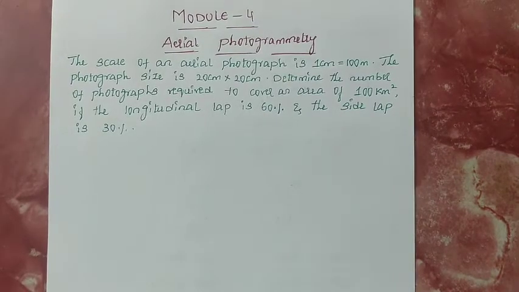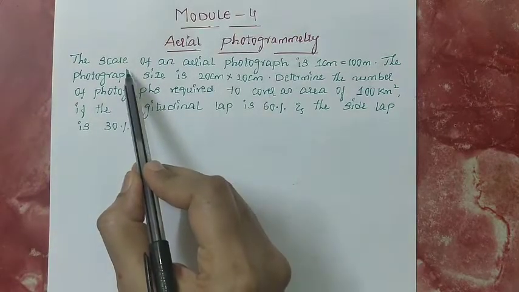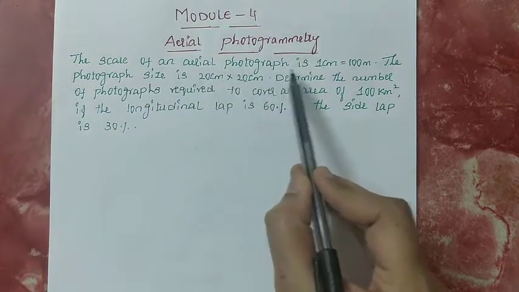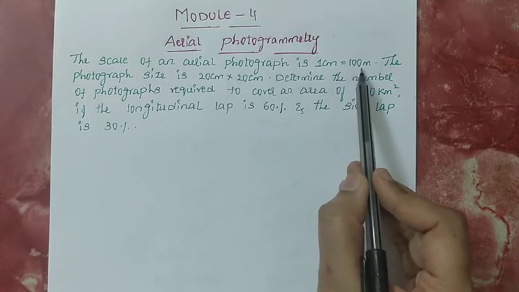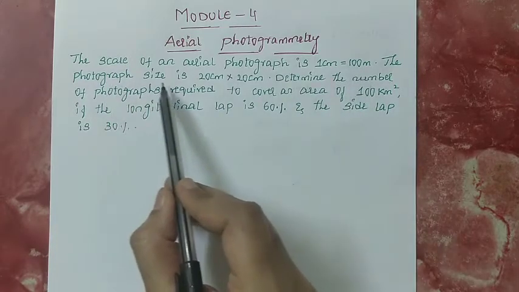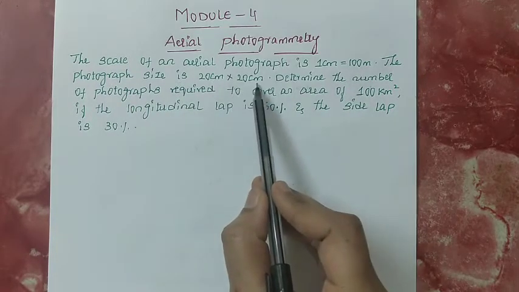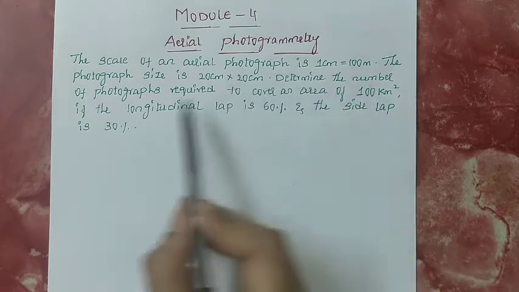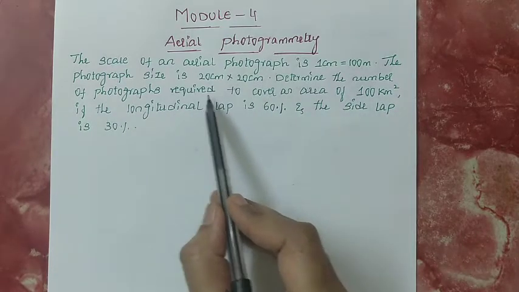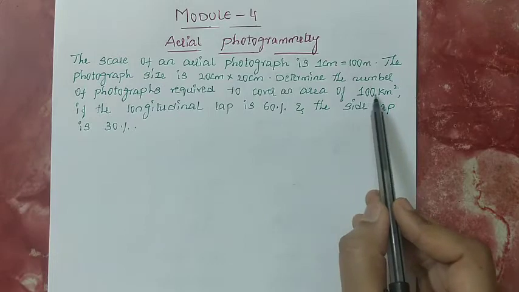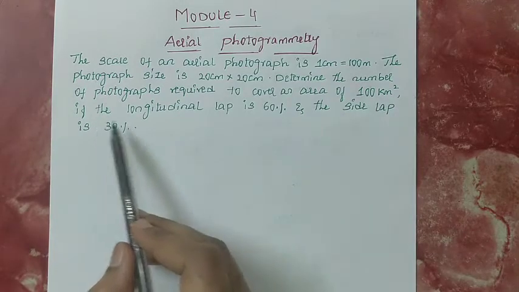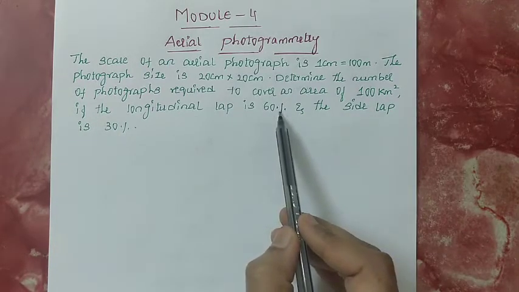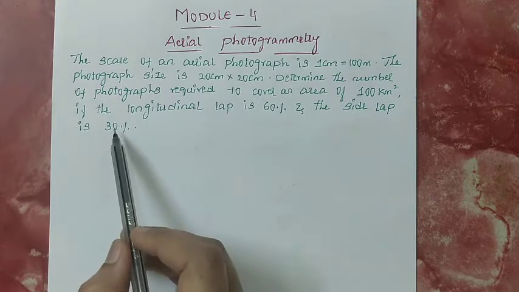Module 4, Aerial Photogrammetry. The scale of an aerial photograph is 1 centimeter equals 100 meter. The photograph size is 20 centimeter by 20 centimeter. Determine the number of photographs required to cover an area of 100 kilometers square, if the longitudinal lap is 60% and the side lap is 30%.